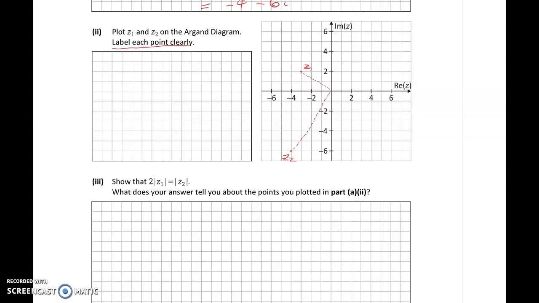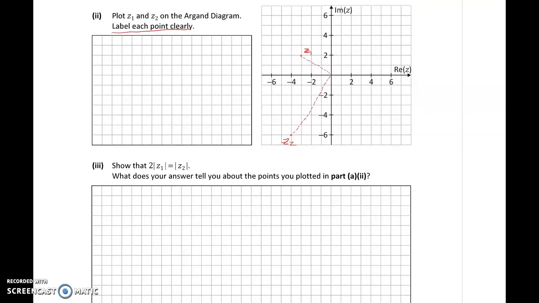Then it asks us to look at what's going on with that. Show that 2 lots of the modulus of Z1 is equal to the modulus of Z2. To some extent we need to be conscious of what modulus actually means. In an algebraic format, if you've got a complex number, we have a real part and an imaginary part, then the modulus of that is basically Pythagoras, a squared plus b squared. If you take the real part and square it, and take the imaginary part and square it, add those two together, and then square root your sum, you get an answer.